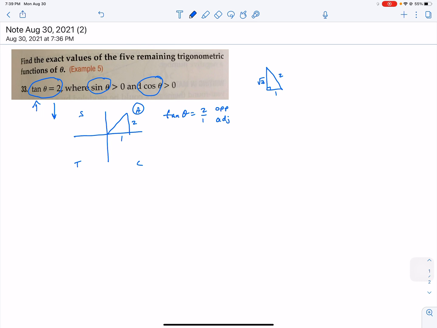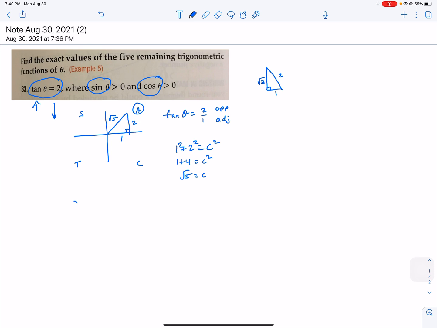So let's go ahead and find the third side using the Pythagorean theorem. 1 squared plus 2 squared is equal to my hypotenuse, c squared. That's 1 plus 4 equals c squared. c is equal to the square root of 5. So now I know that my hypotenuse is square root of 5, and we have all three sides, so we can now declare our sine, cosine, and tangent.